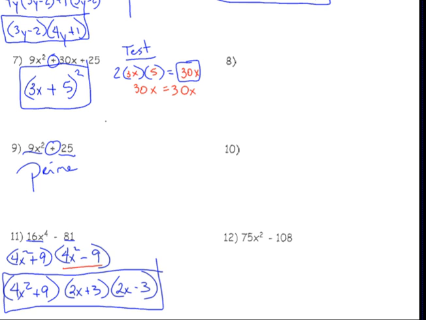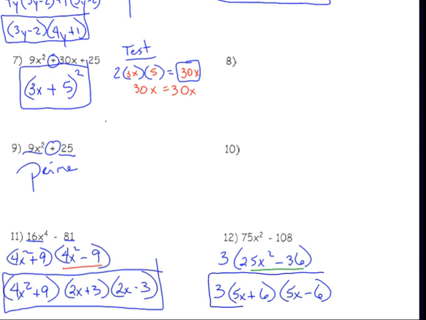Problem number 12. First thing I need to do is take out my GCF, my greatest common factor. In this case, it's a 3. That leaves 25x squared minus 36. This is again a difference of perfect squares. My 3 stays out front. Do not forget to put your GCF in the front. I have a 5x plus 6, 5x minus 6. Final answer.